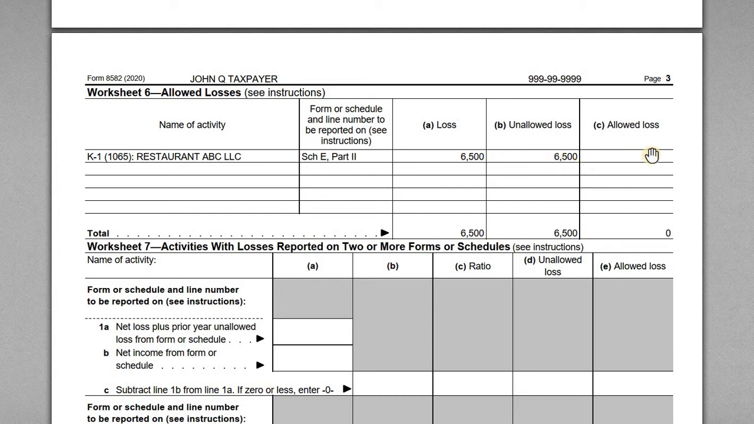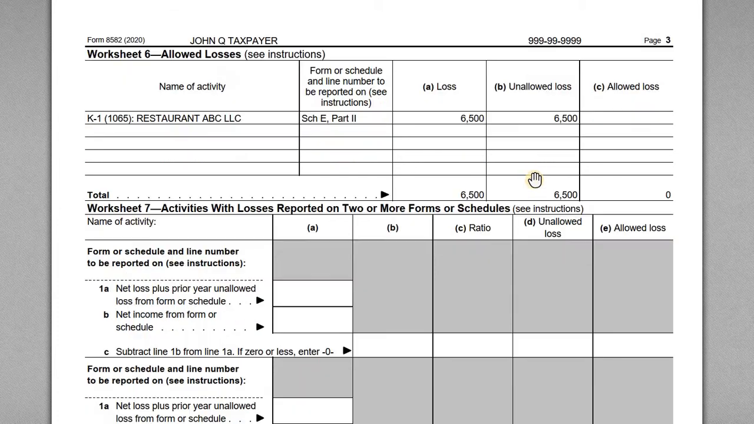In this example, again, very straightforward. All of it is going to be unallowed because John is a passive investor in this company, and he has no other passive activity gains to offset with these losses. So all of it is going to be deferred for the 2020 tax year.